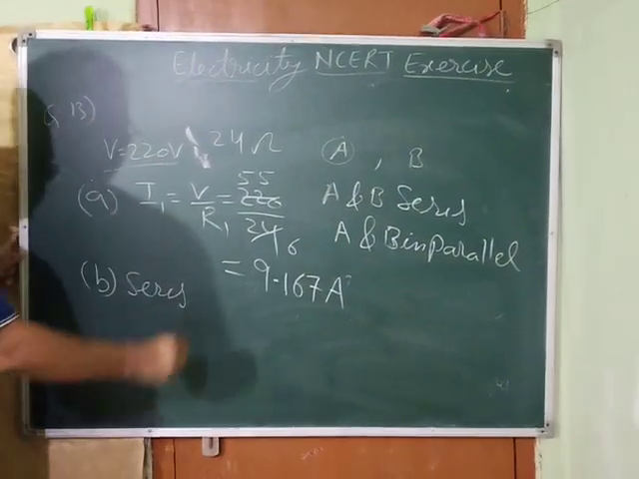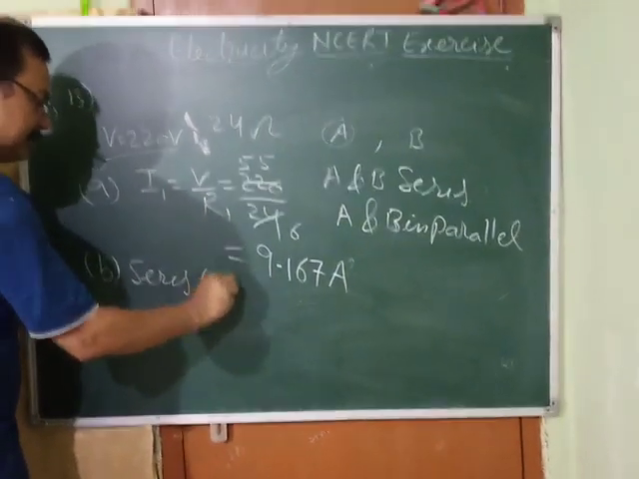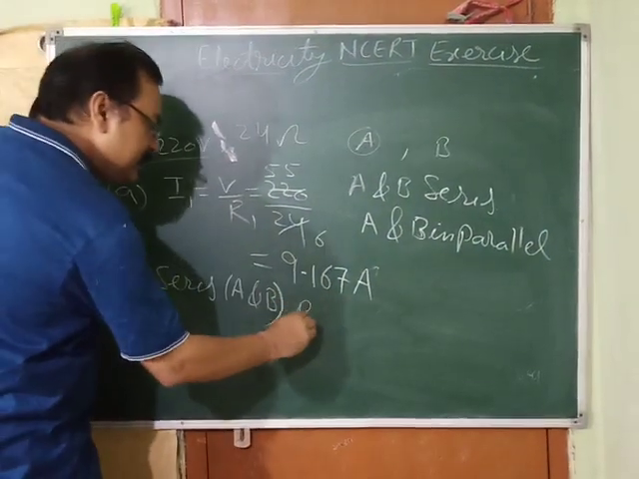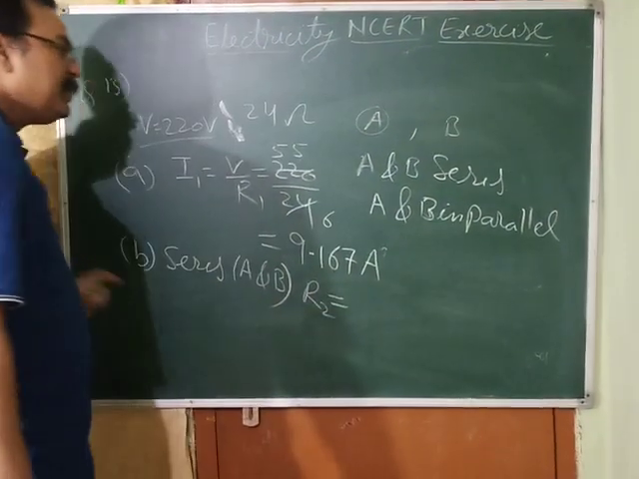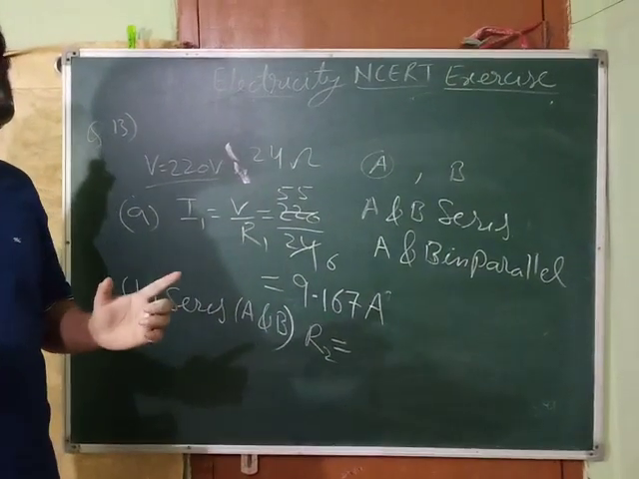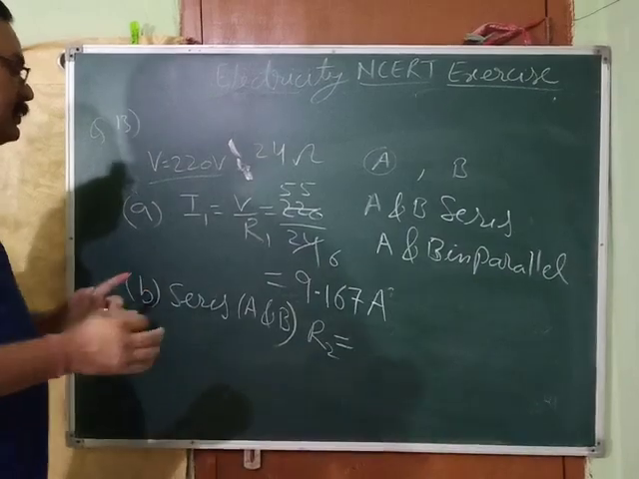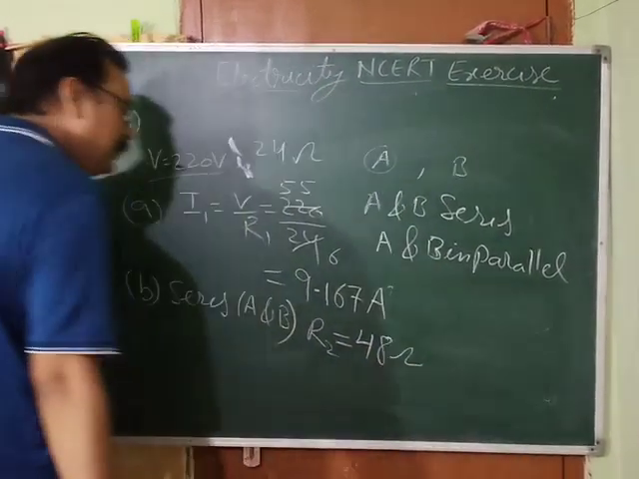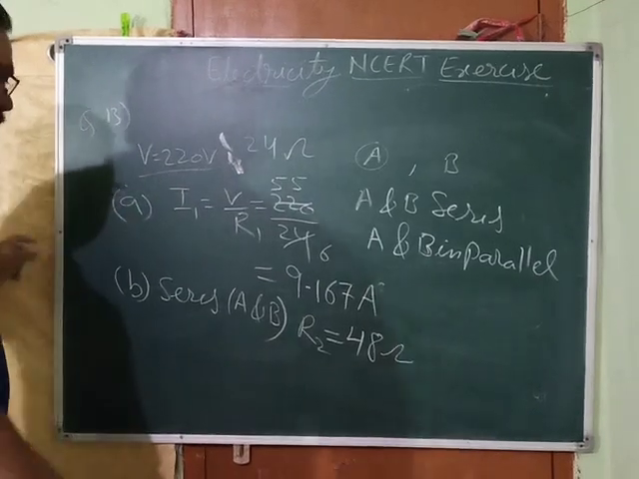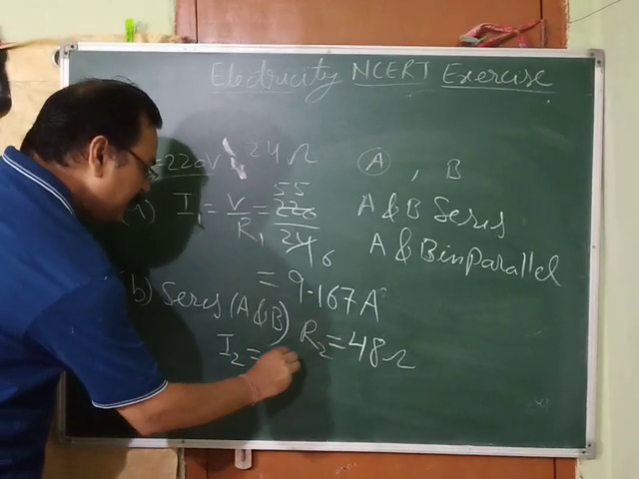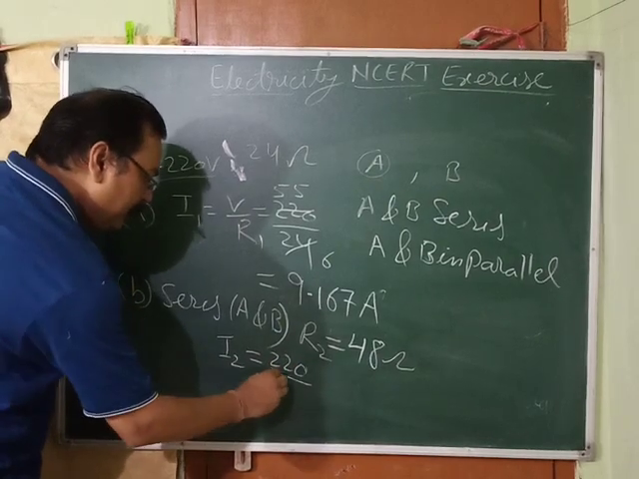Okay, A and B are in series. Then what is the resistance? Let the resistance be R2, that is equal to how much? When you are connecting two 24 ohm resistors in series, then the total resistance will be 24 plus 24, that is 48 ohm. Okay, then again you have to find the current. So the current I2 is equal to 220 upon 48.